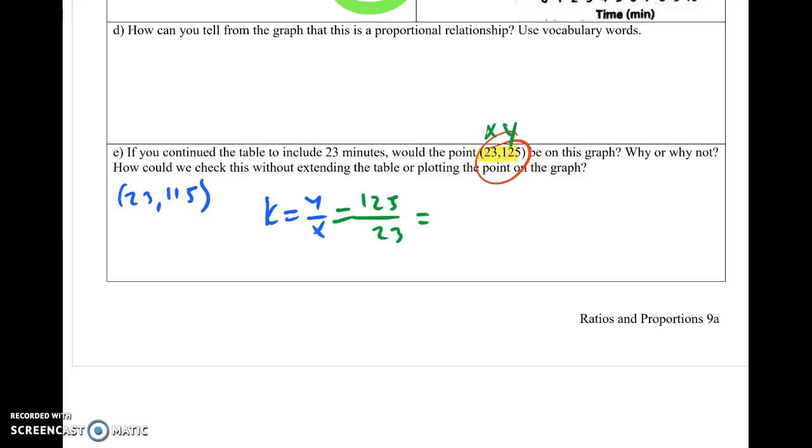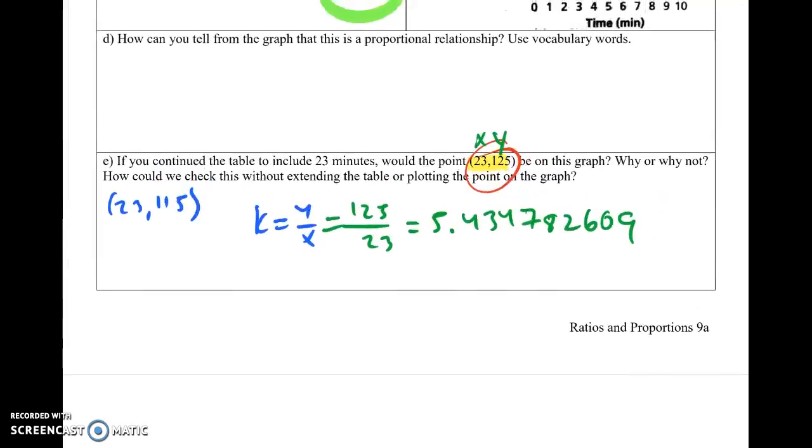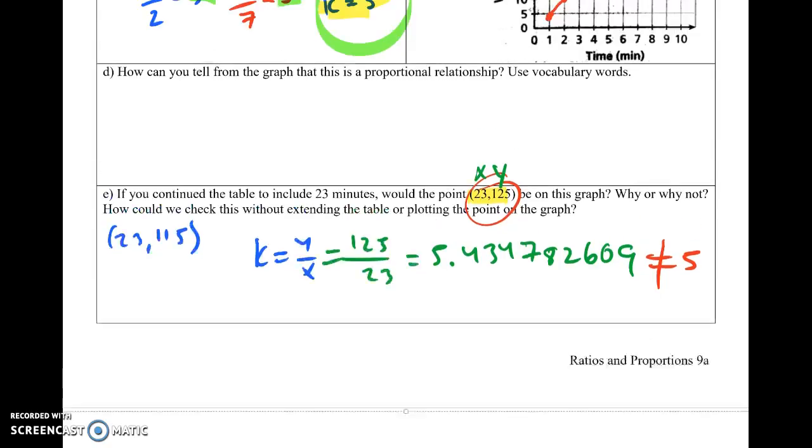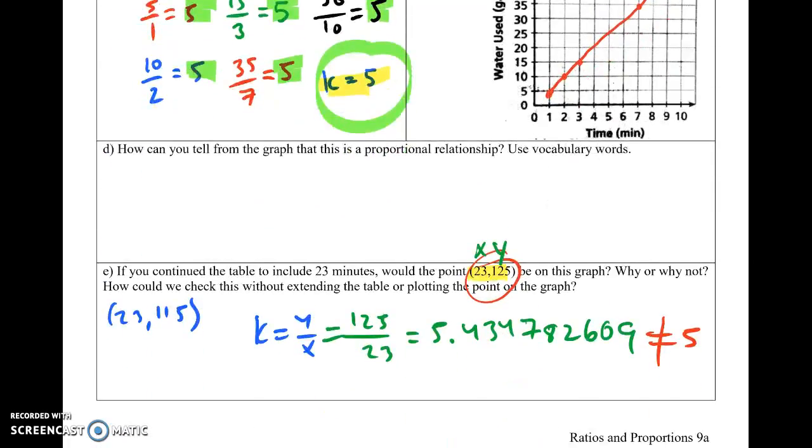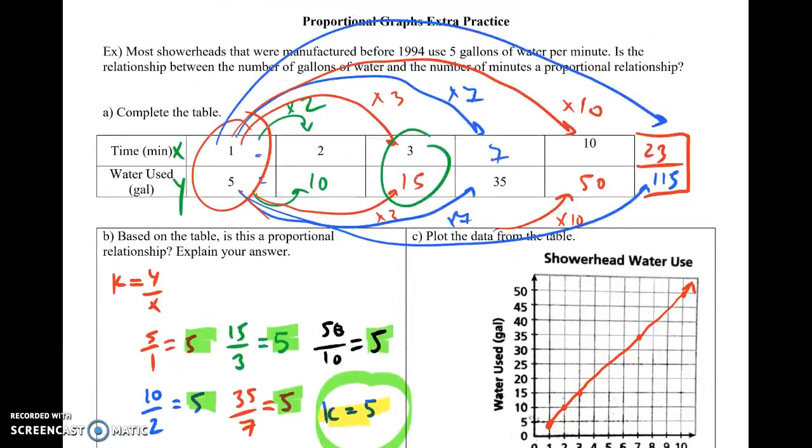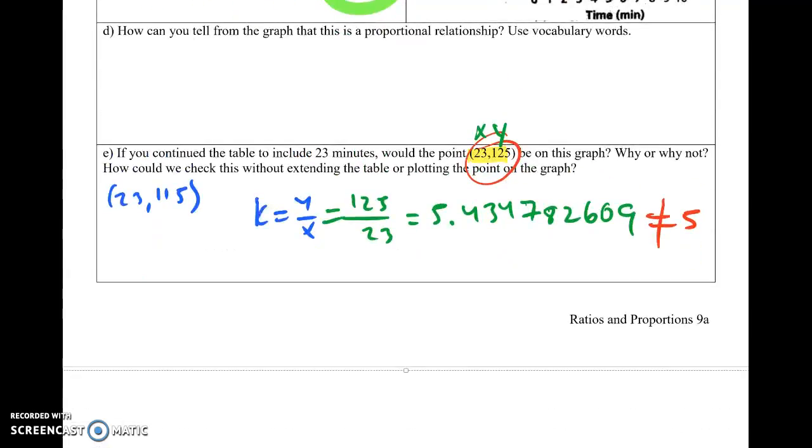And this is going to give us 5.434782609. And this does not equal 5. So this would not be on the graph. And it would not be in the table as we saw earlier. In order for it to be in the graph or in the table, it has to have the same constant of proportionality. And it's not equal to 5.